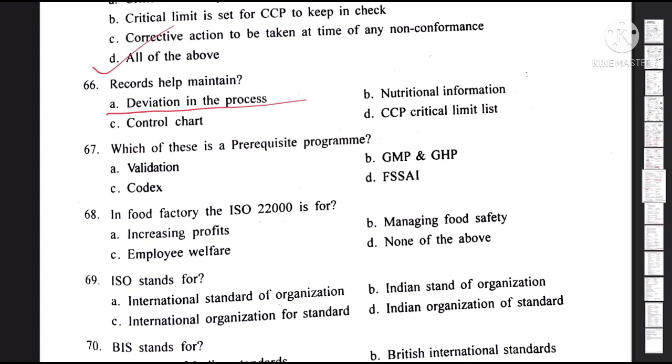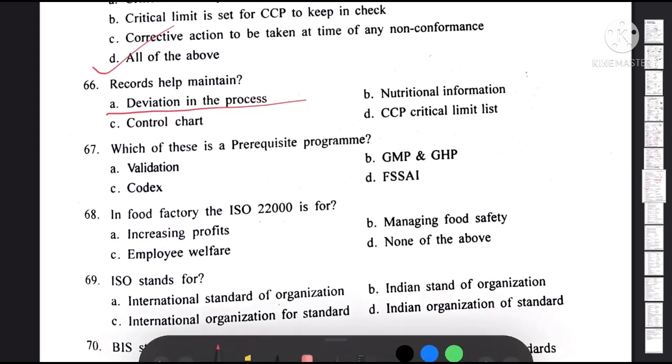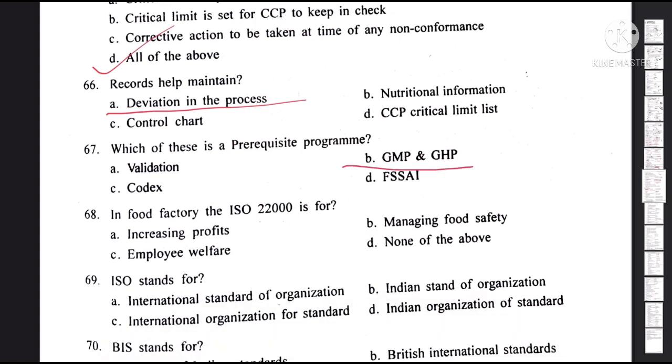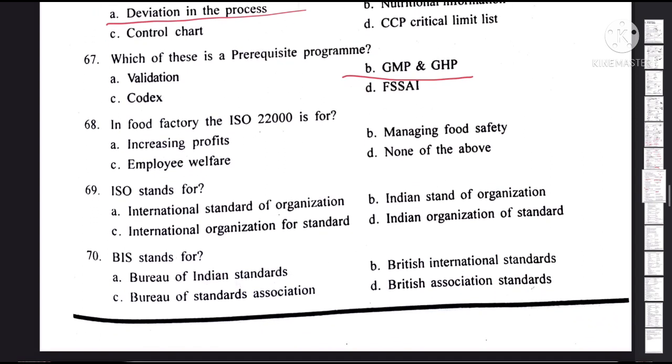Okay. Which of these is a pre-requisite program? Which of these is PRP? So validation, GMP and GHP, Codex and FSSAI. So the pre-requisite program is GMP and GHP. I have told you what a pre-requisite program is in our previous questions. Next, in food factory, the ISO 22000 is for, it is a repeated question, increasing profit, managing food safety, employee welfare, or none of the above. So in the food factory, the ISO 22000 is for managing food safety.